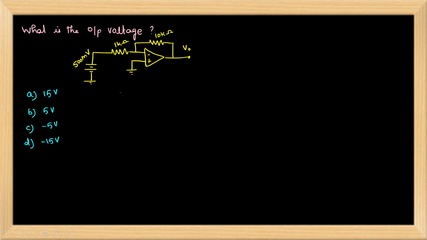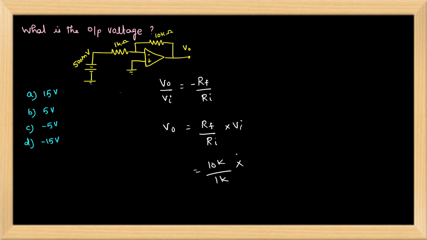What is the output voltage here? This circuit diagram is the ideal inverting amplifier. The gain of this ideal inverting amplifier, that is V0 by Vi, is minus RF by Ri, and this negative sign is due to the inverting input, or we can say V0 equals minus RF by Ri into Vi. RF here is 10K, Ri is 1K, and the input voltage is 500 millivolt. So when you solve, you will be getting minus 5 volt.